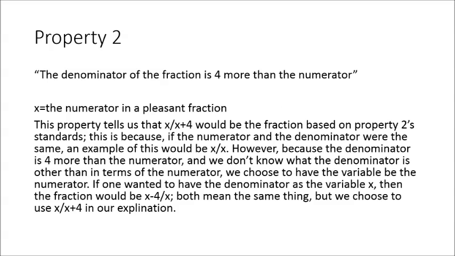Property 2. The denominator of the fraction is 4 more than the numerator. X equals the numerator in a pleasant fraction. This property tells us that x over x plus 4 would be the fraction based on property 2 standards. This is because if the numerator and the denominator were the same, an example of this would be x over x. However, because the denominator is 4 more than the numerator, and we don't know what the denominator is other than in terms of the numerator, we choose to have the variable be the numerator.